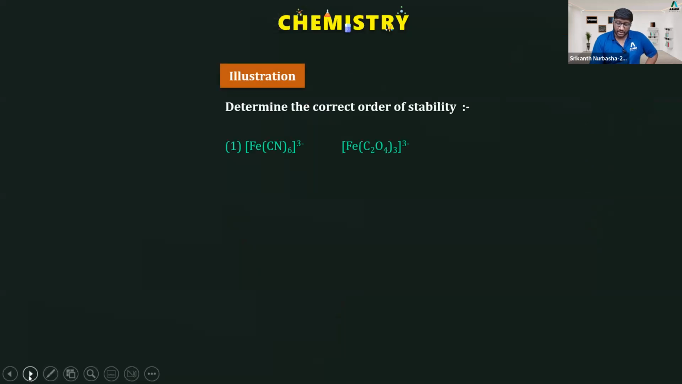Determine the correct order of stability among these. The first question you try to solve. [Fe(CN)6]3-, [Fe(C2O4)3]3-, which is more stable?